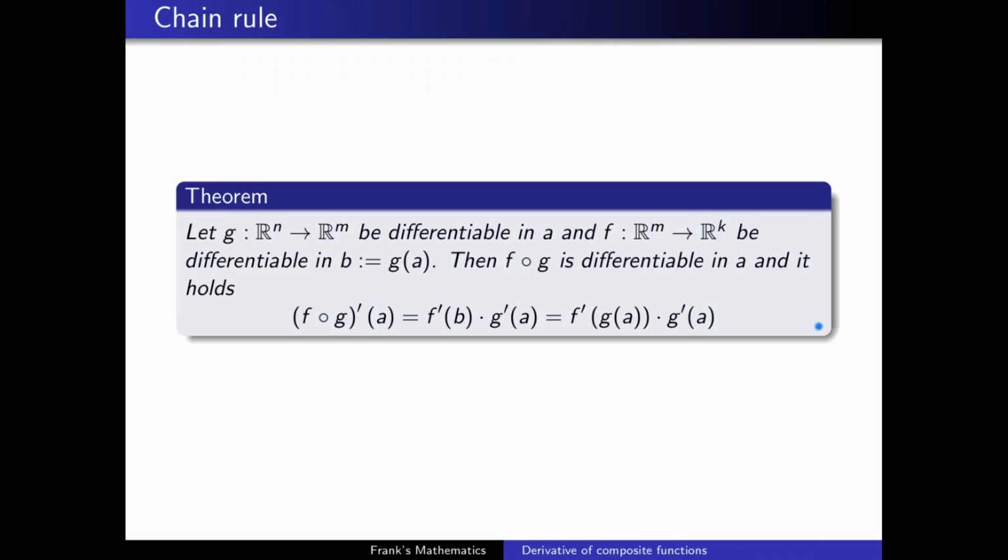So I told you that we will use the chain rule. So here you have the chain rule. We have g. It should be differentiable in a point A, and f should be differentiable in point B, which is just g applied to A. And we know that the composition, so f circ g, is differentiable in the point A, and we have this nice formula. The derivative of the composition applied at A is just f prime evaluated at g applied to A times the derivative of g at the point A. And we will use this theorem to actually compute the total derivative of our initial problem.